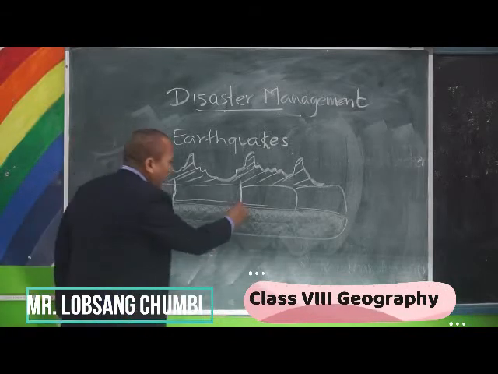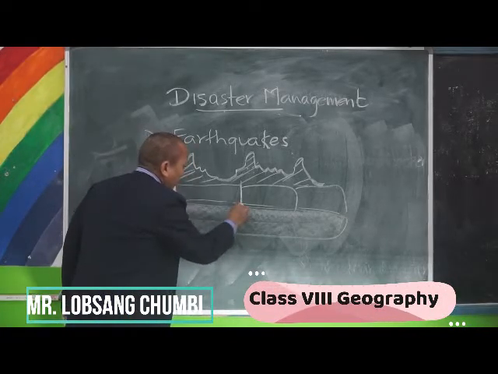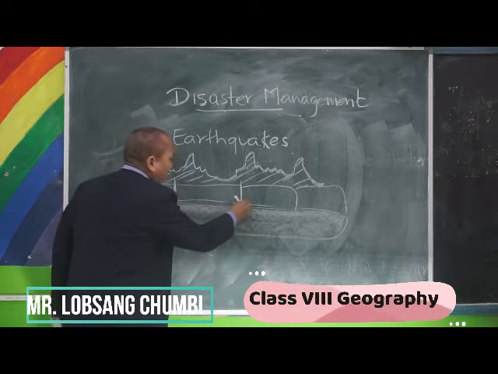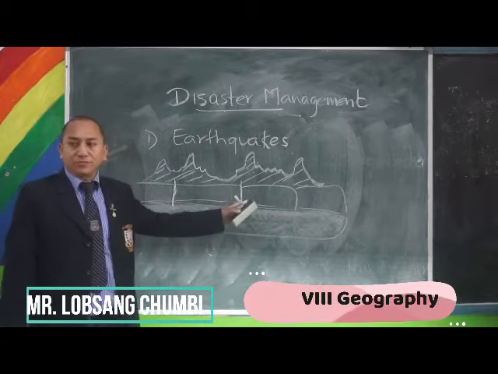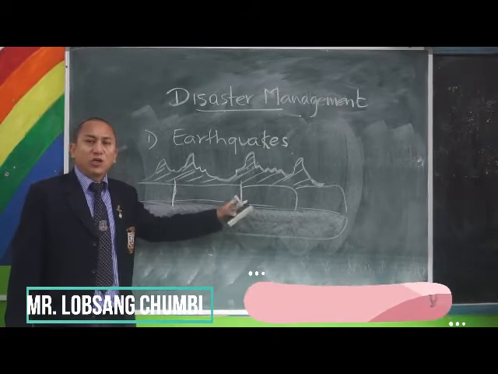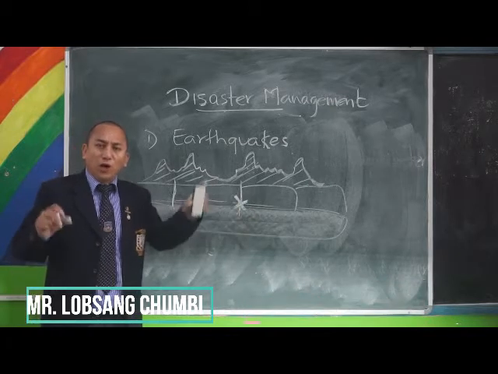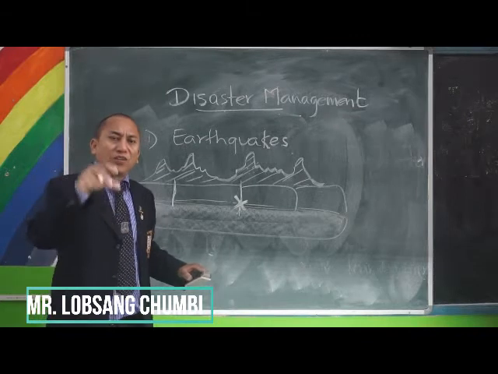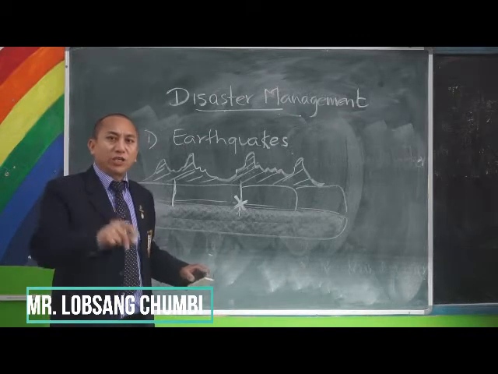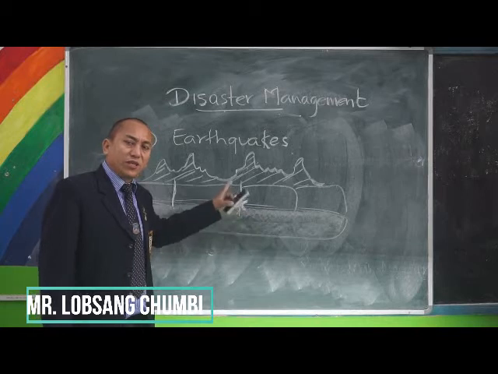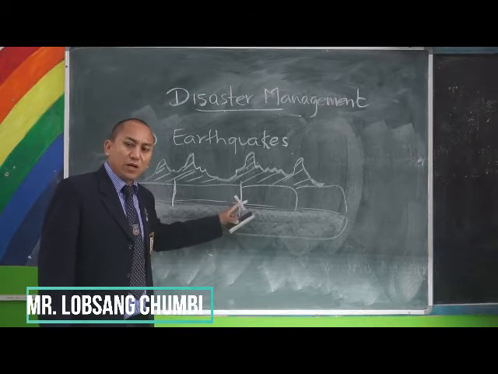So suppose the movement takes place here. Suppose the force is pushed out from here. This place where the earthquakes first originated is called the focus. This point is called the focus, the point of origin of the earthquake. The point of the origin of the movement that has caused the earthquake under the earth's surface is called the focus.